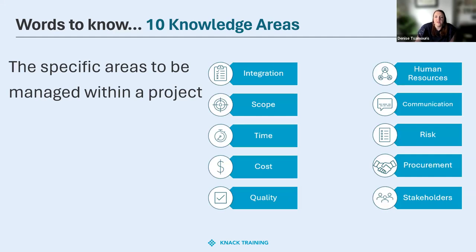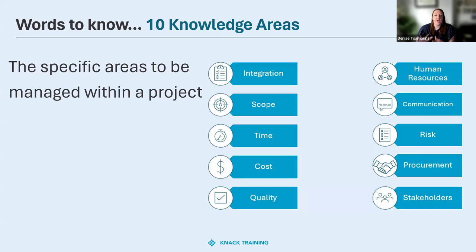Then we have our 10 knowledge areas. Yes, 10, that's a lot, absolutely. I could probably do an entire webinar on just one knowledge management area. But these are the specific areas that need to be managed within a project. Integration, scope, I told you, you're gonna hear that word so many times. Time, cost, quality. If you're making a project for your stakeholder and it is not what they are asking for, then it's gonna be really difficult to deliver them a quality product and to be successful.